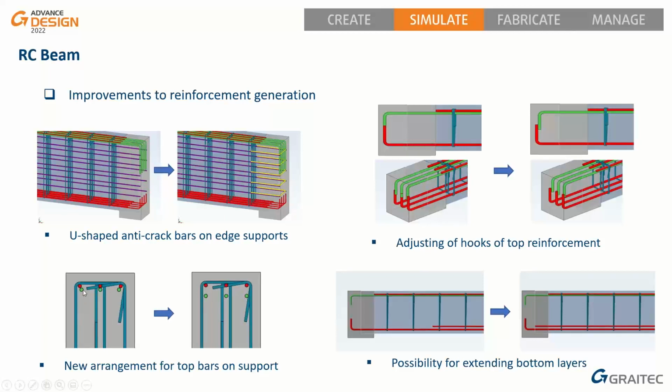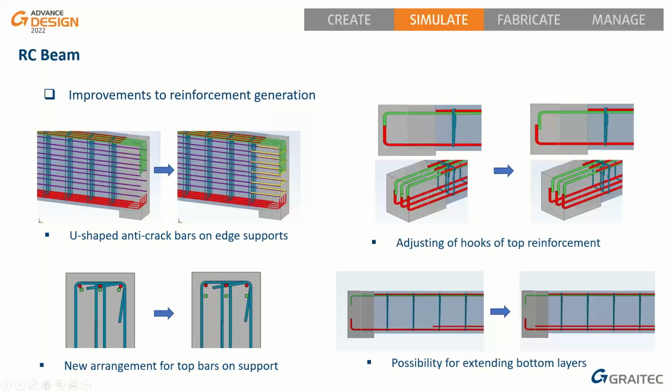There is an option to change the arrangement of top bars on the support. The picture on the left is the one option, and on the right you can see the new option, where the bars are placed in the same column as the main reinforcement. Another improvement in the top view is the adjusting of hooks of top reinforcement. We can automatically adjust the location of hooks of top reinforcement to avoid clashes with other bars.